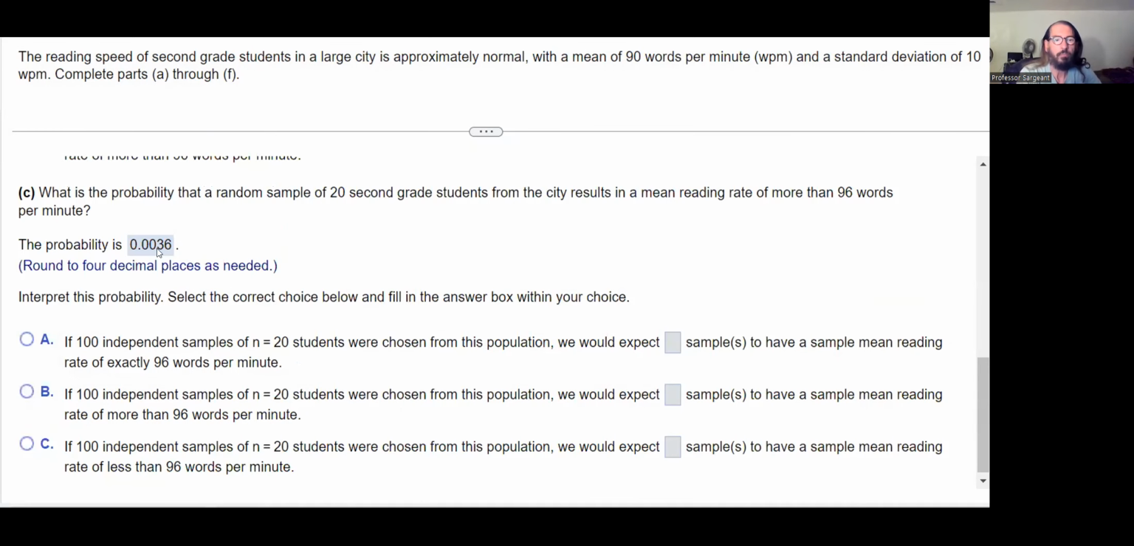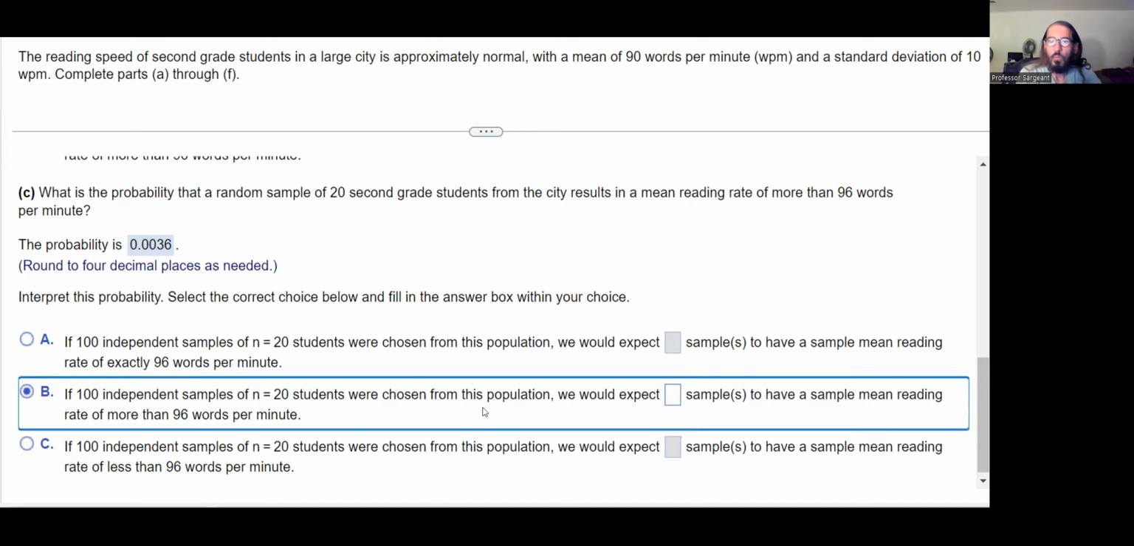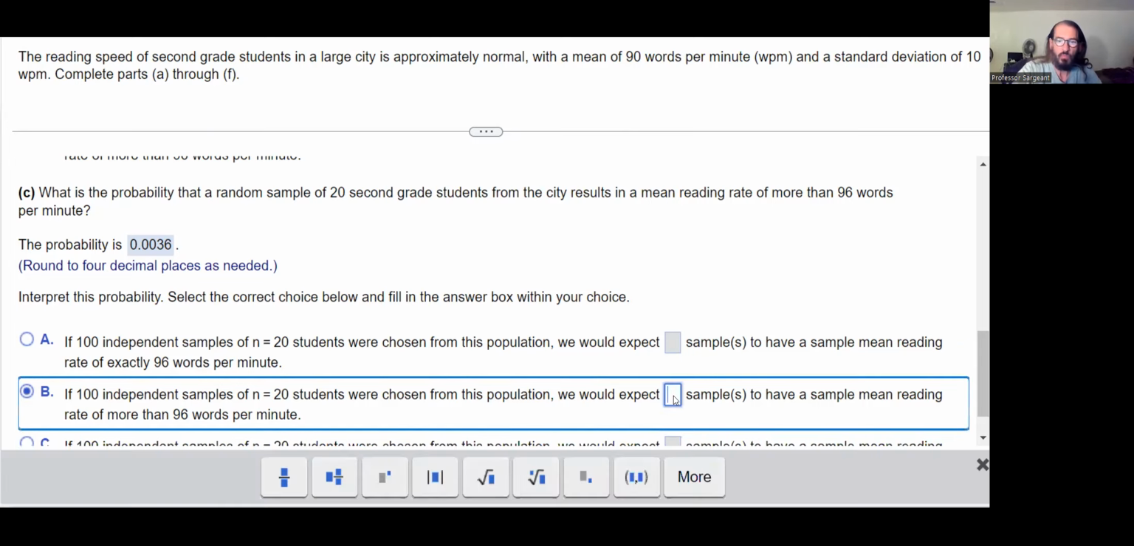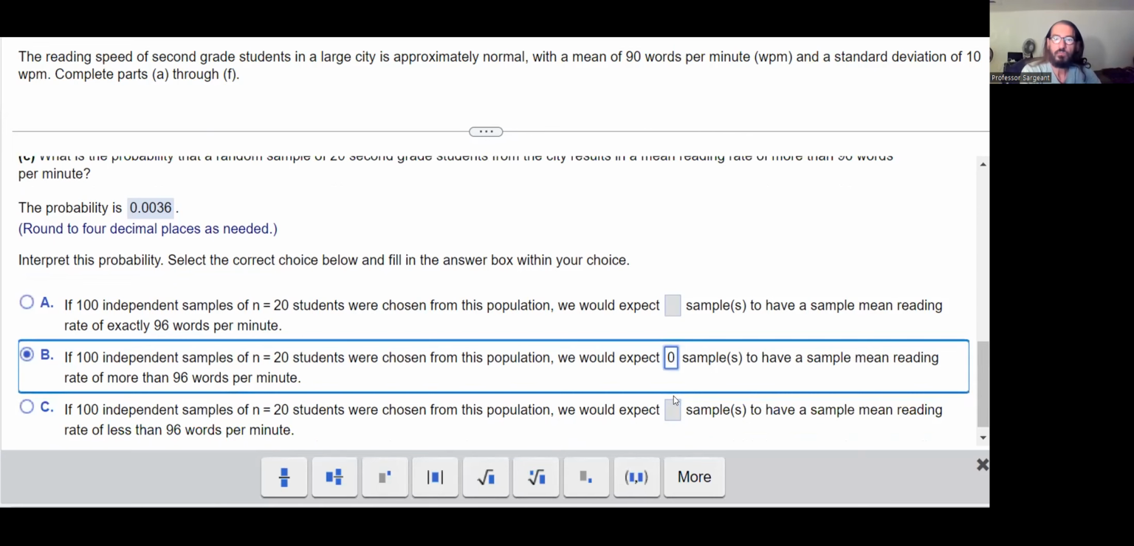If I multiply that by 100, I'm only going to have 0.36, which would round to 0. We do expect that with 100 independent samples of 20 students, it'd be almost impossible to find a sample where they were reading more than 96 words per minute on average.